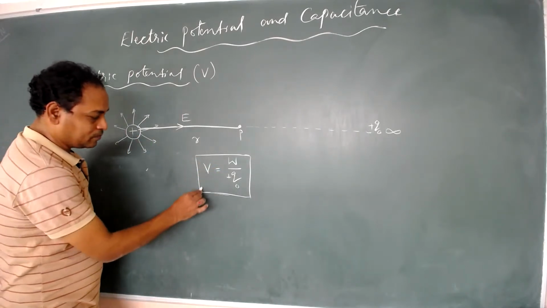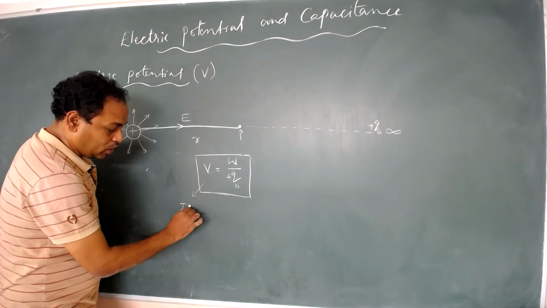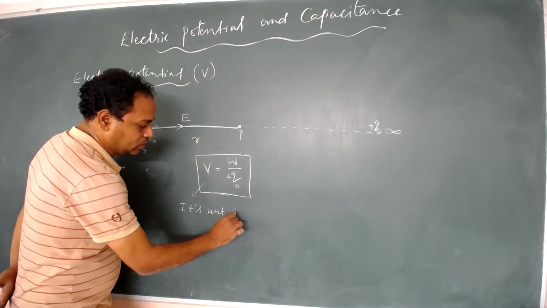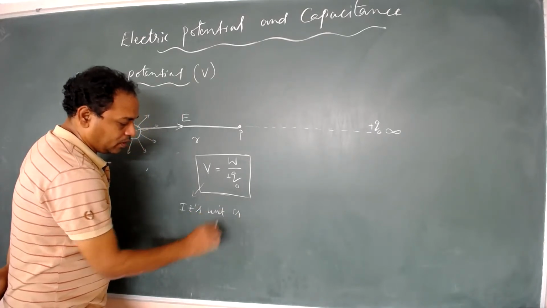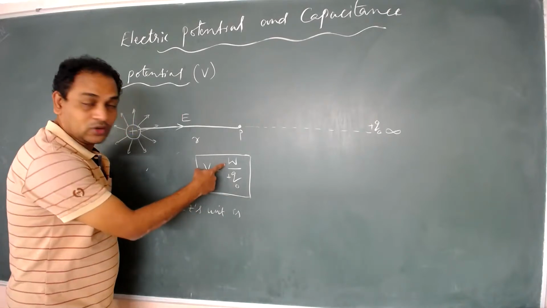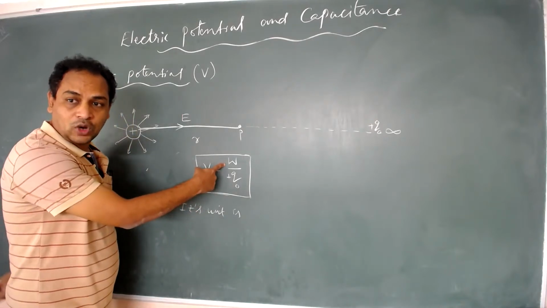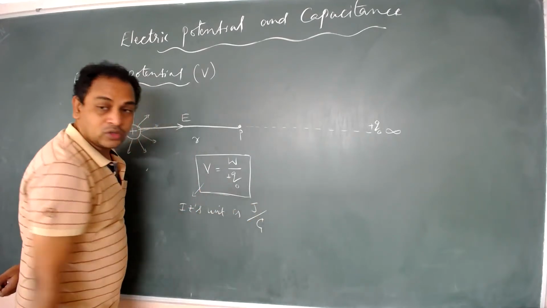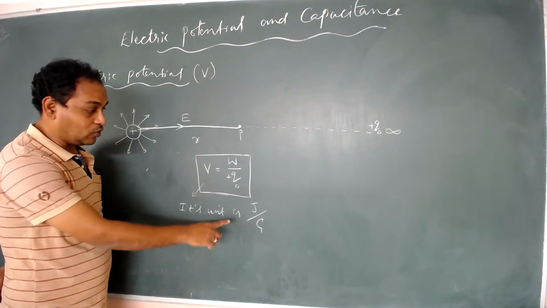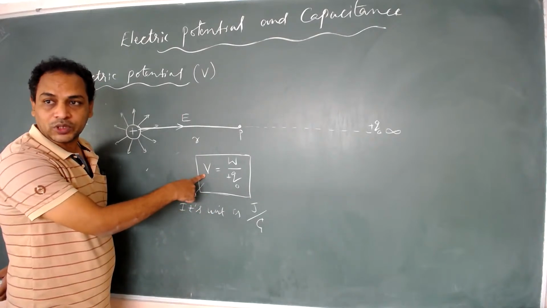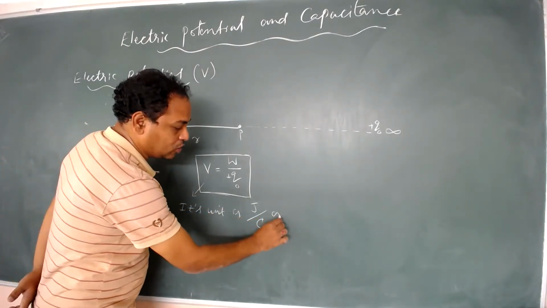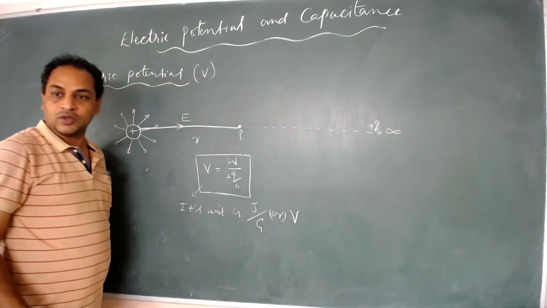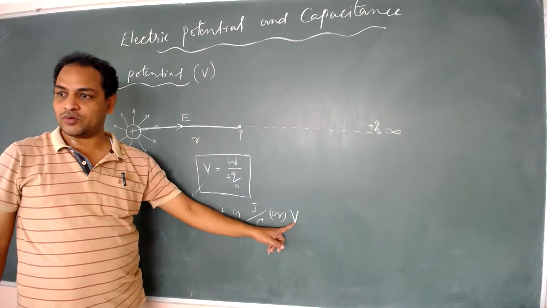What is its unit? Its SI unit is, what is the unit of W? Work, joule. And for charge, coulomb. Joule per coulomb is the SI unit of this electric potential. Or simply we also call it volt. This is capital V. V means what? Volt. Clear what I'm saying?